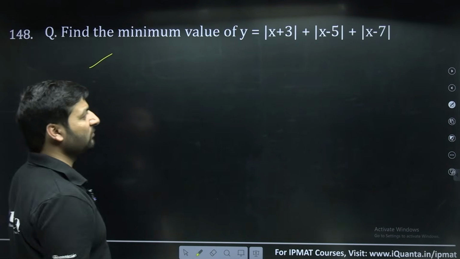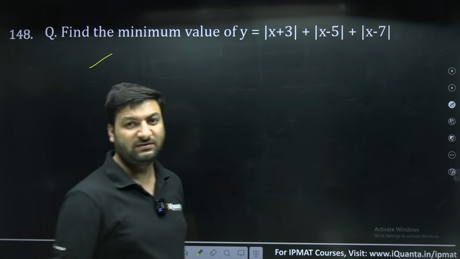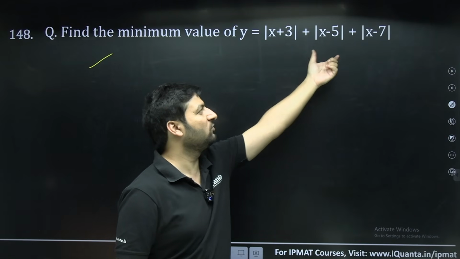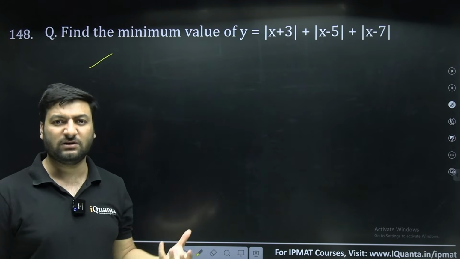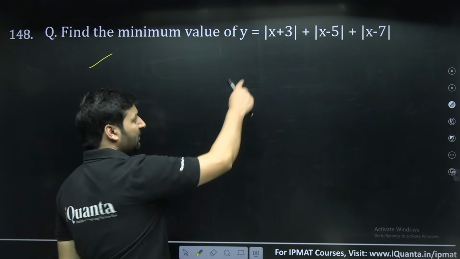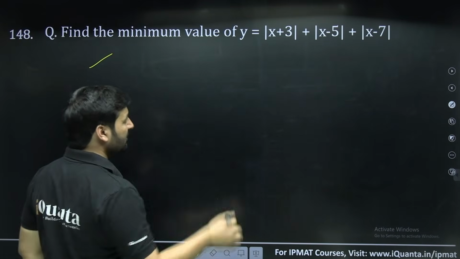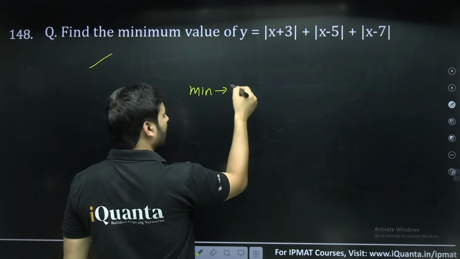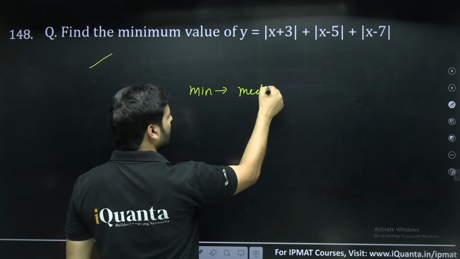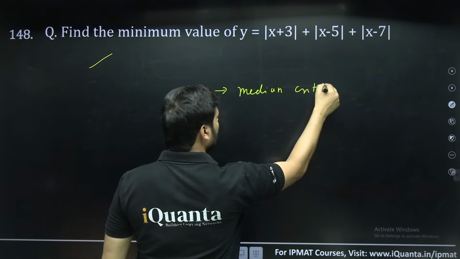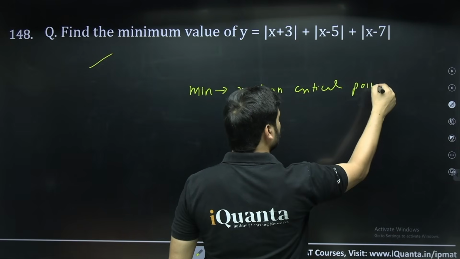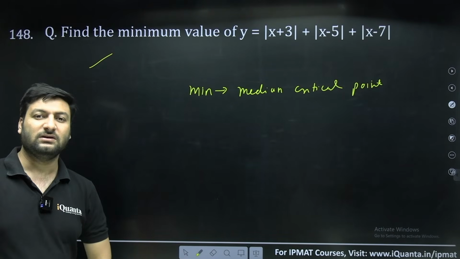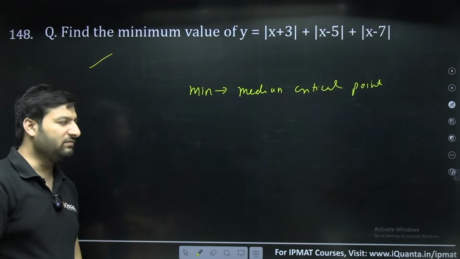Find the minimum value of y equals mod x plus 3 plus mod x minus 5 plus mod x minus 7. So, there are three modulus terms which are being added. Modulus terms mean each is 0 or more, because the least value that a modulus term can take is 0. It can never be negative. So, when multiple modulus terms are being added, the minimum value is at the median critical point. I have already explained why the minimum lies at the median critical point in the previous session of this 250 series.